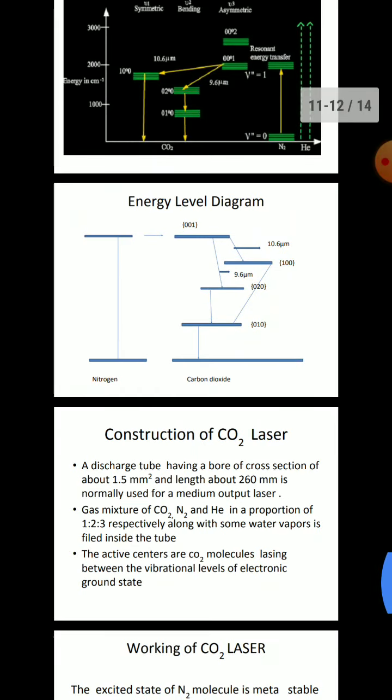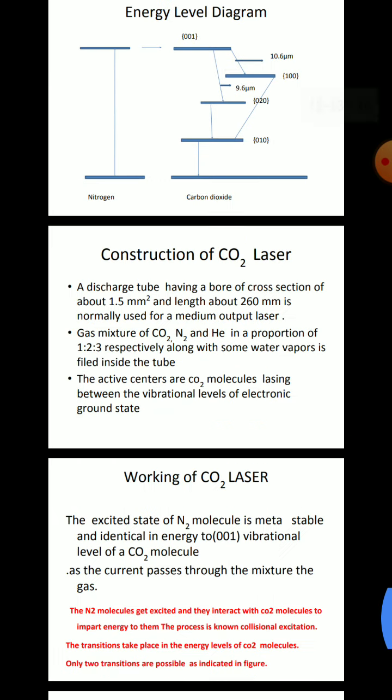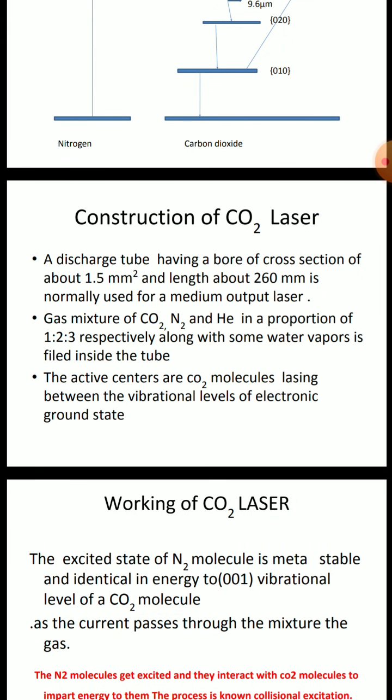Now here is the construction of a CO2 laser. You can see the figure, and then you can write down the description that a discharge tube having a bore of cross section of about 1.5 millimeter square and length about 260 millimeters is normally used for a medium output laser. That means the size of the bore and the length of the tube will change depending upon the output of the laser. At the same time, the power supply will also change.